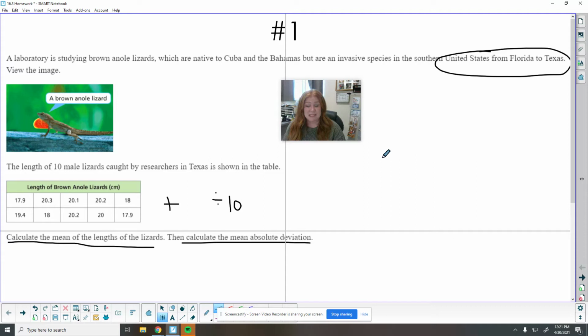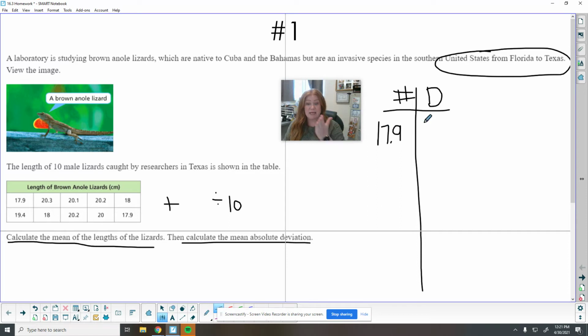Now the next thing we need to do is make a list. So here are our numbers, and then we're going to discover their distance from the mean. My first number is 17.9. You need to figure out how far away 17.9 is from the mean, and you're going to record that here. Then you'll take 20.3. How far away is 20.3 from the mean? So right here, this is going to equal the mean. We're taking 17.9. How far away is it from the mean?